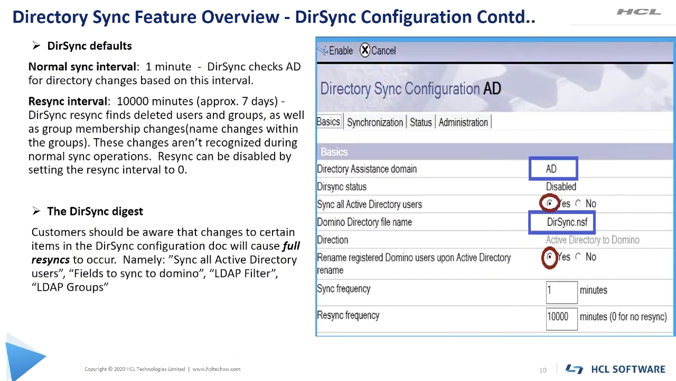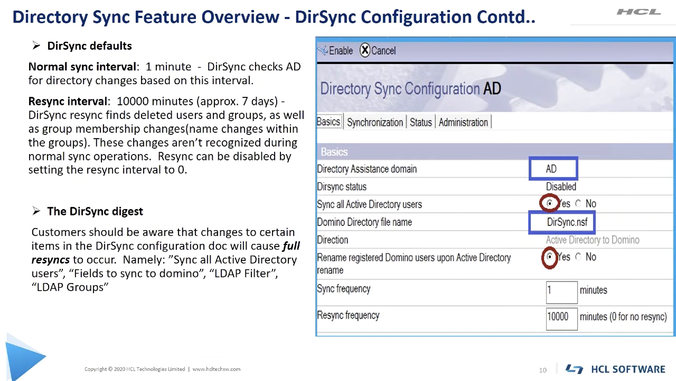Next slide. In this slide, let us explore more about directory sync settings. As you can see in the screenshot here, this is how a DIRSync configuration document looks like. This is one important configuration setting and we will discuss each component now. First, select directory assistant domain which is created in the previous step.